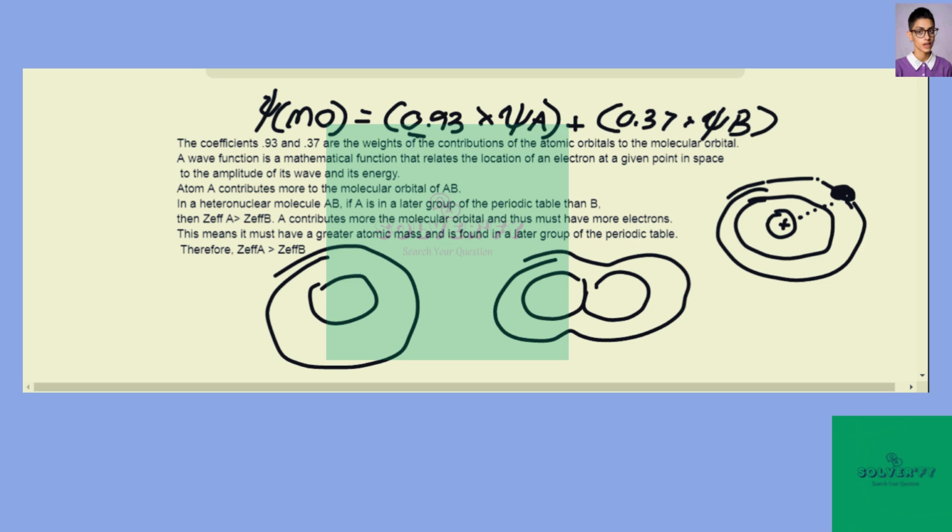Therefore, that means the effective nuclear charge of A is greater than B because it has the greater atomic mass. So the one that has a greater atomic mass should have the greater effective nuclear charge. So we would say that the effective nuclear charge of A is greater than the effective nuclear charge of B.